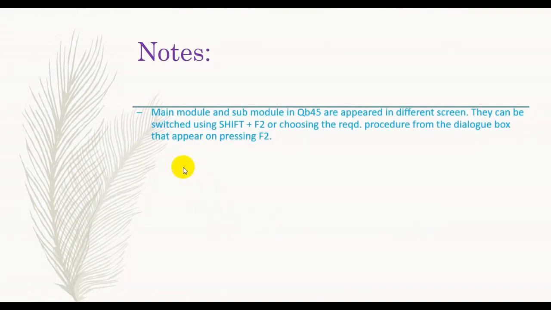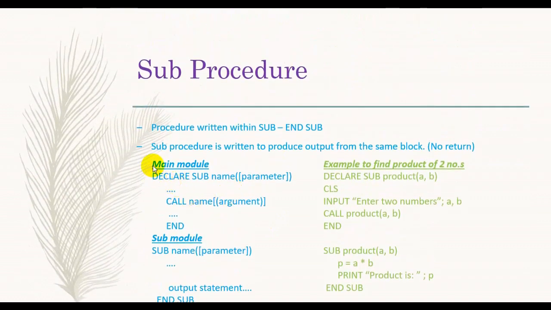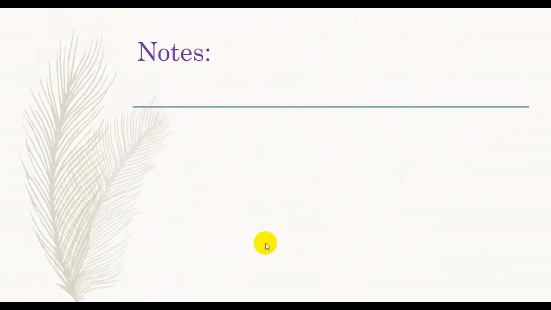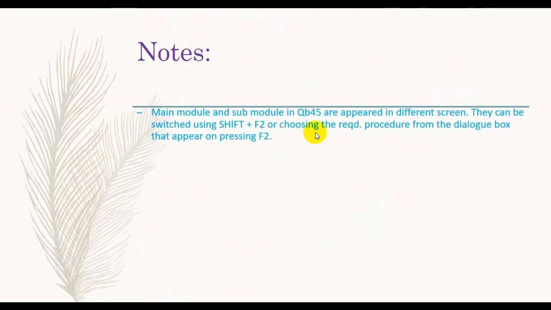Some notes for that. Main module and submodules in QBasic appear on different screens. In QBasic 4.5, the main module and the submodule appear on different screens. That means at once both of them cannot be seen in QBasic 4.5. So if we need to switch between the two, main module or submodule, we need to press Shift plus F2, holding Shift and pressing F2 to switch between the two screens, or simply press F2 and choose the required module.